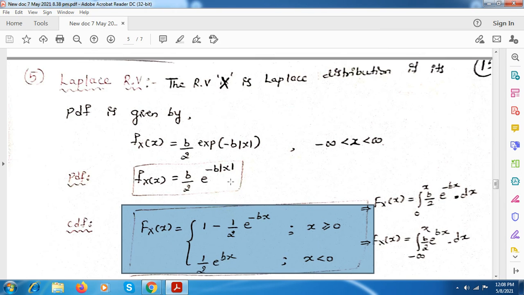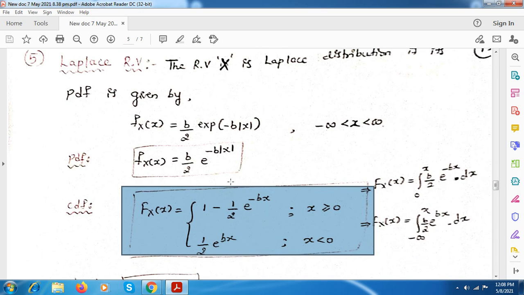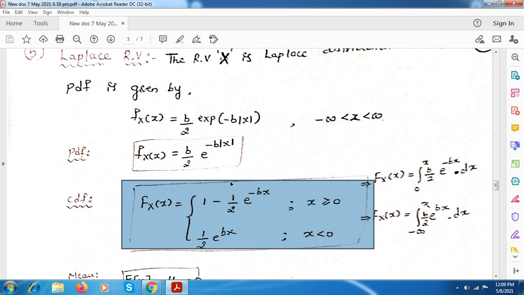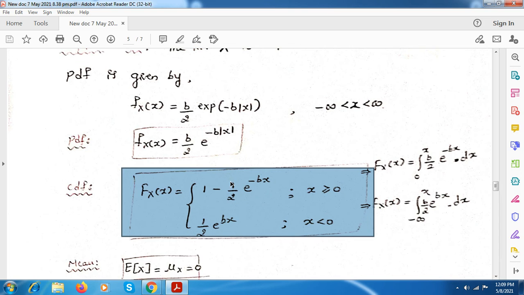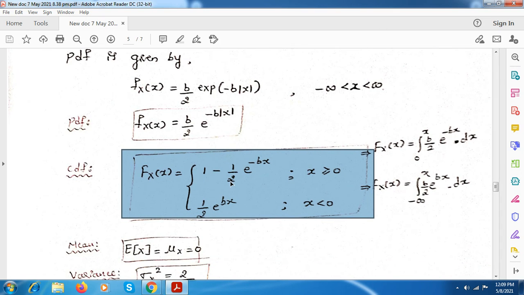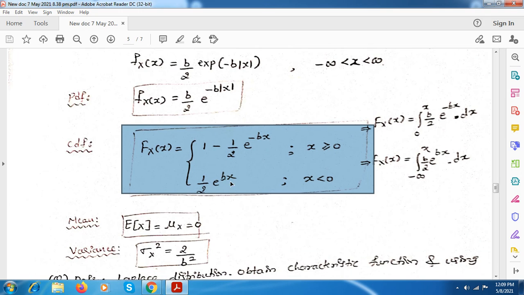Next we have to see the mean and variance for this, and also the characteristic function of the Laplace variable. The mean value for this is 0, that is mu_x is equal to 0, and the variance will be 2 by b square.